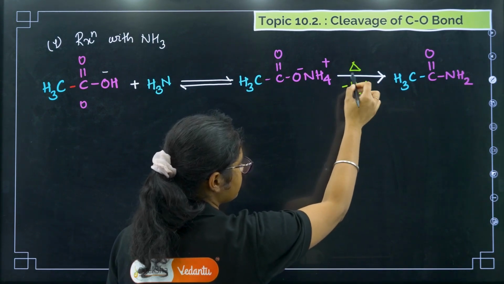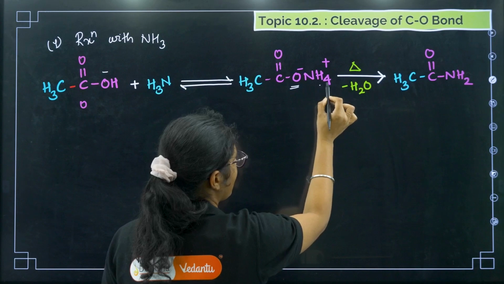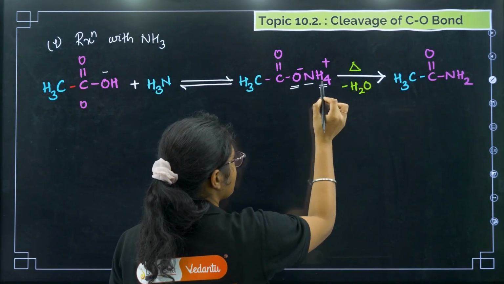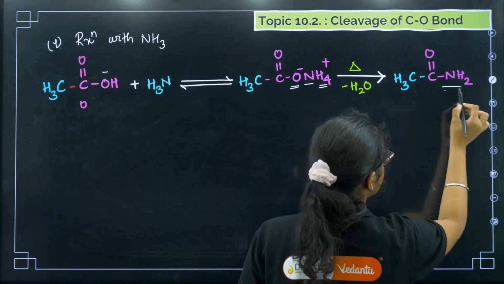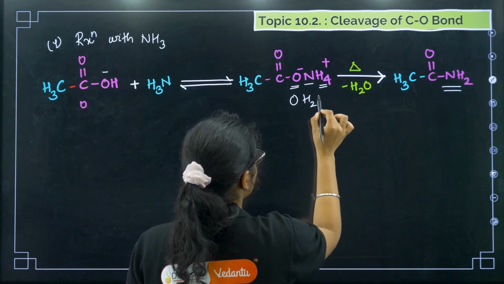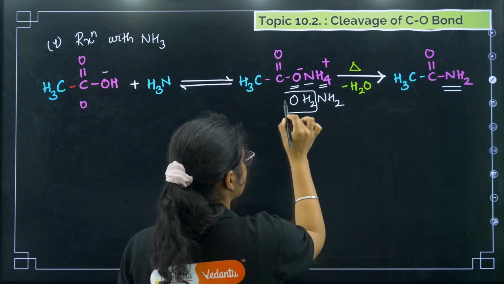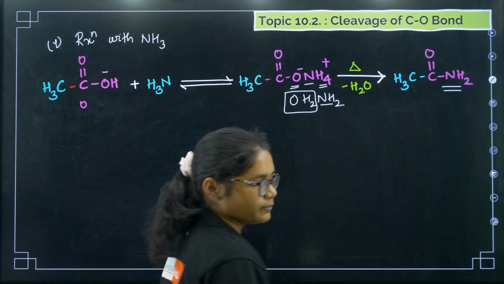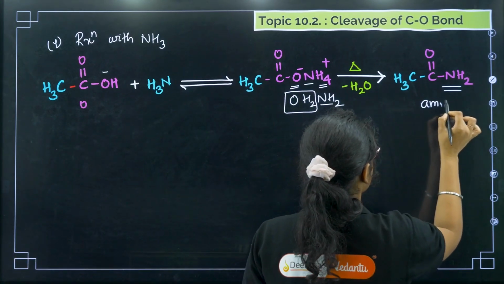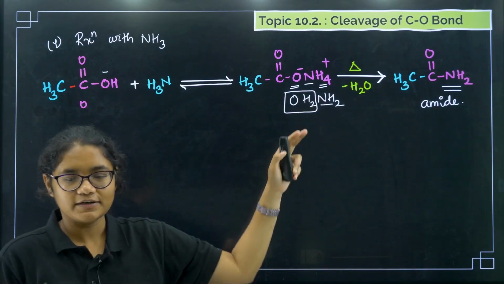Now once you heat it, there will be a removal of water. So this oxygen and these 2 hydrogens will be removed from here. So what will be left? 1 nitrogen and 2 hydrogens. So I can write it like this: NH2. Now this part will go and we are left with CONH2. So this compound that is formed is called the amide. So this is the formation of amide.